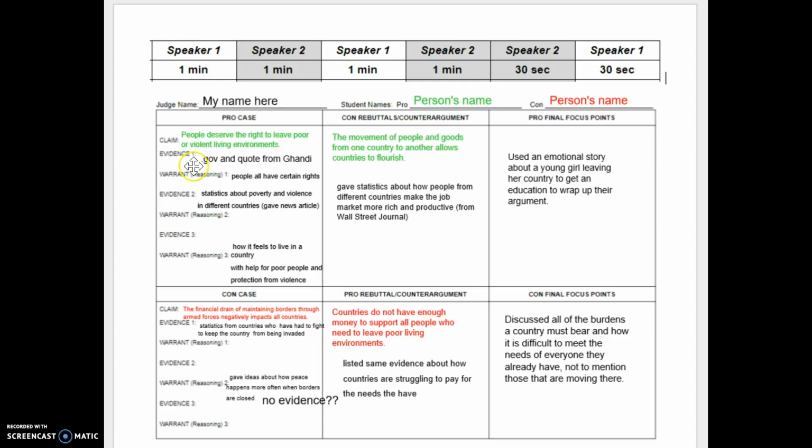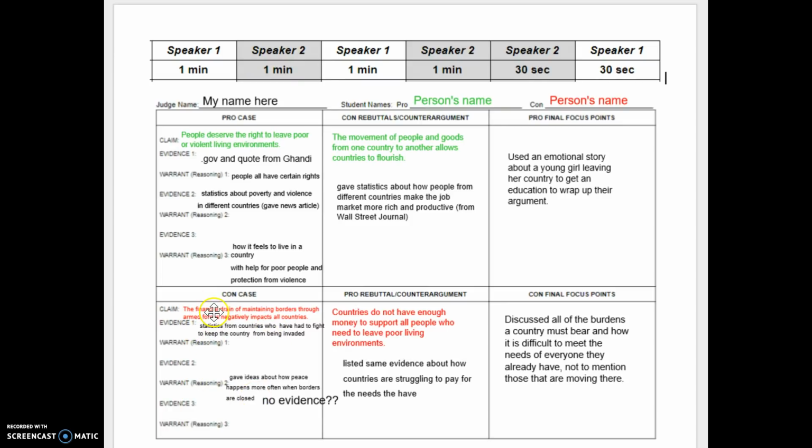Again, you'll only be writing in this box during that first minute. It will feel very fast, so you do not have to write in complete sentences or make it super long and involved, but you do need to have enough information that you can go back and figure out what happened. Then during that second minute when speaker two is speaking, that's when you're going to be writing down in this box down here. Again, this is for the con case.